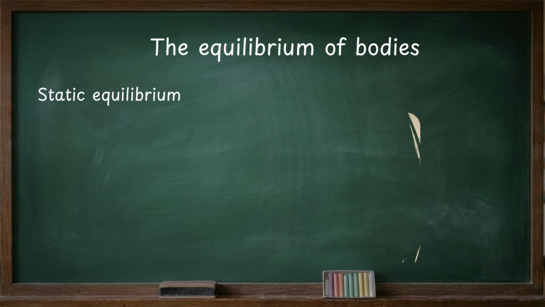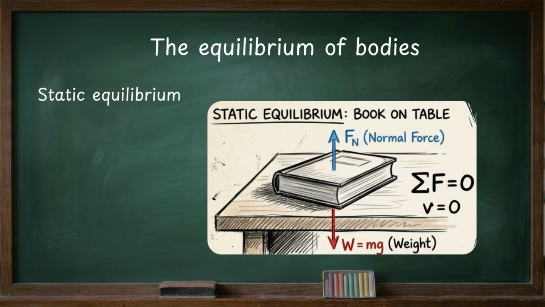Another great everyday example is a book simply resting on a desk. The Earth's gravity pulls the weight of the book vertically downwards. At the exact same time, the surface of the table pushes vertically upwards with an equal and opposite reaction force. Because these two forces cancel out, the book stays perfectly still.